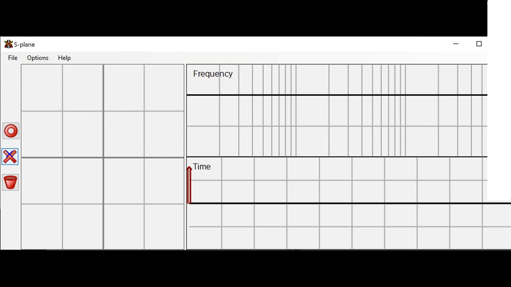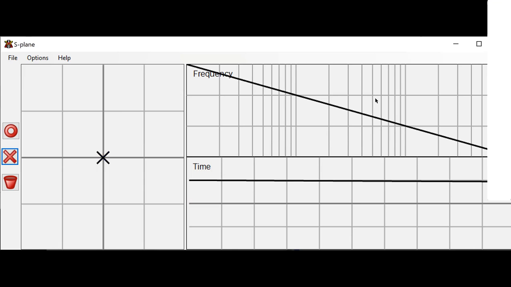Now let's add a pole to it. So I'll click our pole. So now we've got one pole and it's at 0. So that's the equivalent of having a transfer function that's 1 over s. And if it has a transfer function that's 1 over s, what's the inverse Laplace transform of 1 over s to find its h of t?